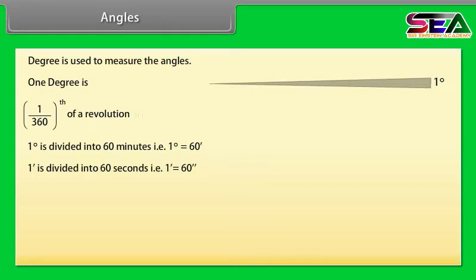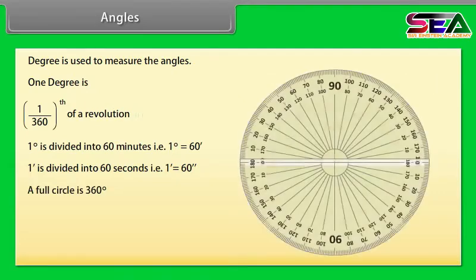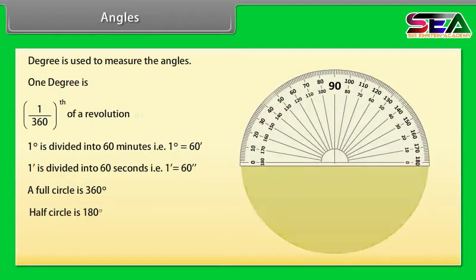There are 360 degrees in one full rotation, one complete circle around. A full circle is 360 degrees. A half circle is 180 degrees.